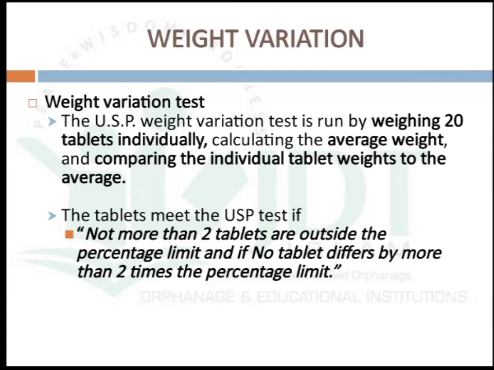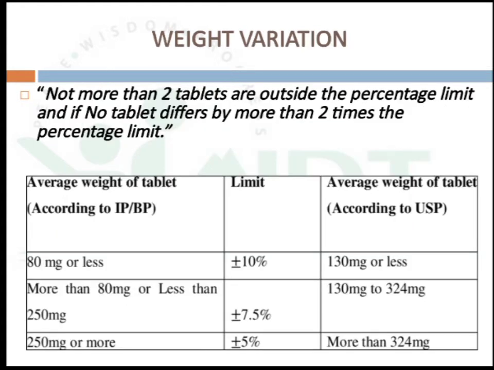First one is weight variation. As per the USP, the weight variation test is run by weighing 20 tablets individually and calculating the average weight, and then we compare the individual tablet weight to the average. The tablets meet the USP test if not more than 2 tablets are outside the percentage limit, and if no tablet differs by more than 2 times the percentage limit. These are some limits allowed by IP and USP.